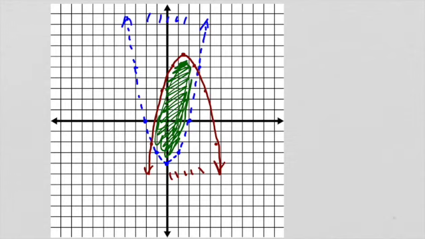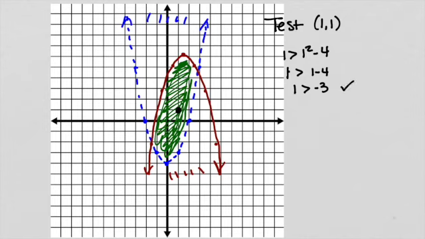But just to show you that you can pick any point, instead of 0, 0, let's pick something else. So let's pick 1, 1. Because sometimes 0, 0 won't be in your shaded area. So test in the first equation, 1 is greater than 1 squared minus 4, so 1 is greater than 1 minus 4, which is 1 is greater than negative 3. True. So let's try it in the second equation.